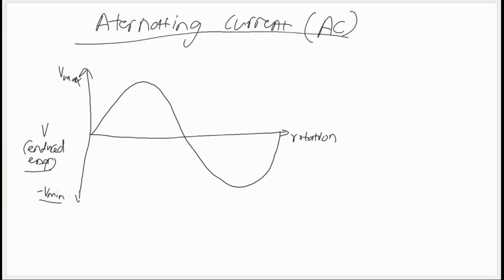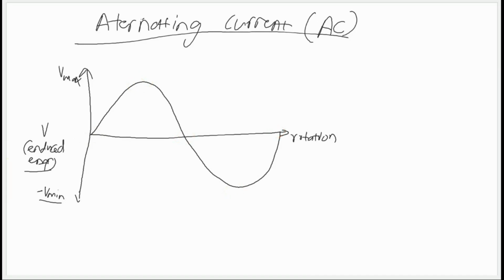Sometimes in your exams they might give you a graph and want you to state whether it is for AC or DC. This is how you can know that. Here is the start, then you have a maximum voltage, then 0, then a minimum voltage, then you go back to 0.